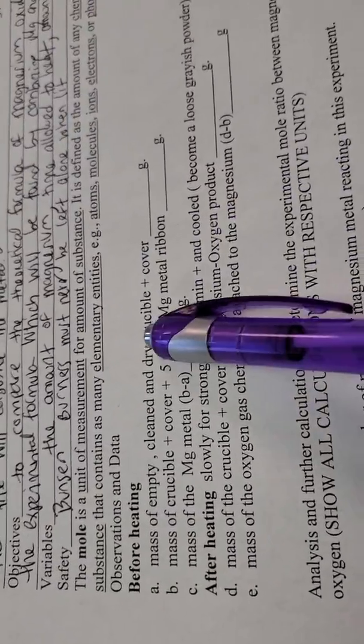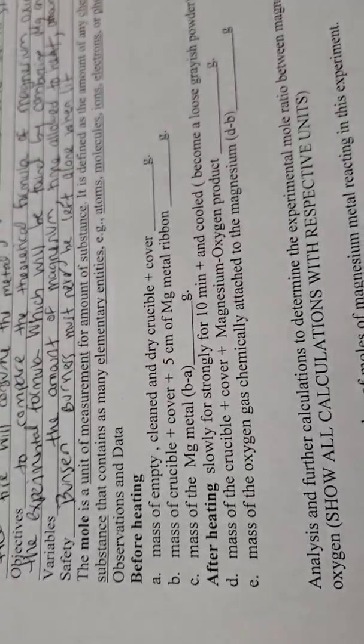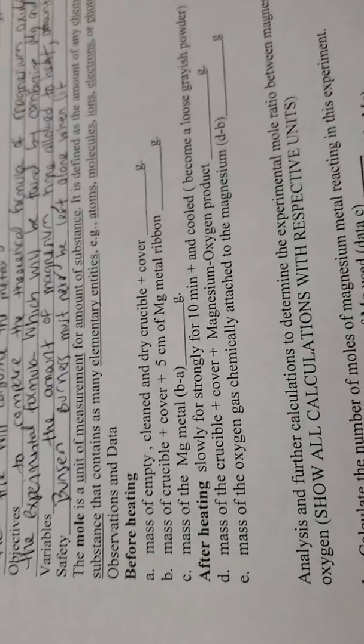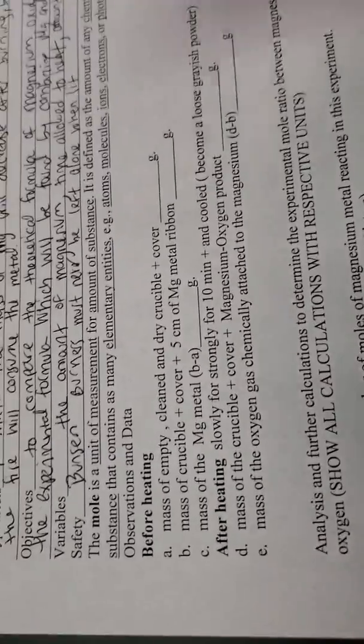All right, coming down here, this is the data that you should have gotten. So in the lab, you would have gotten the mass of an empty crucible. I'm going to give you some numbers. So let's say right now I go and I get the mass of this crucible. I put it on a balance, I put it on a scale, and I got the mass. Let's say that that mass was 16.74 grams.